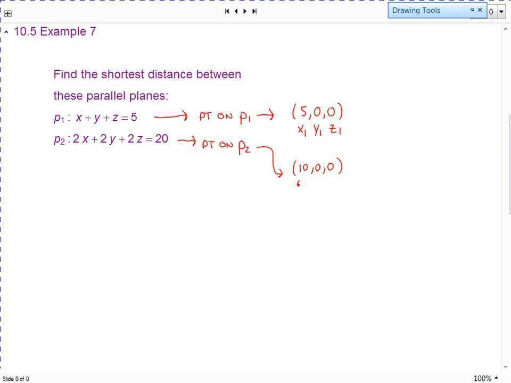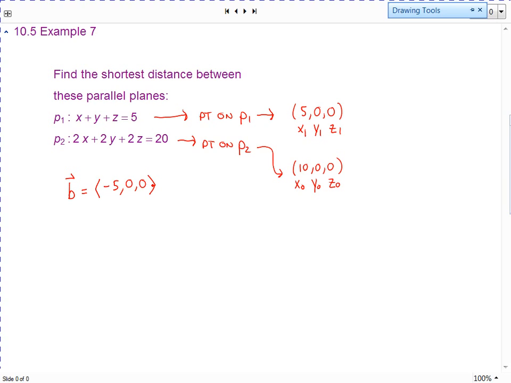Now this is x0, y0, z0 according to the formula, right? That's the point that lives on the plane I'm trying to find the shortest distance to. We will now construct that blue vector from our picture, which was B. And that vector will be the vector that goes from the point x0, y0, z0 to the point x1, y1, z1. So what will that be? -5, 0, 0. Do y'all agree with that? Okay.